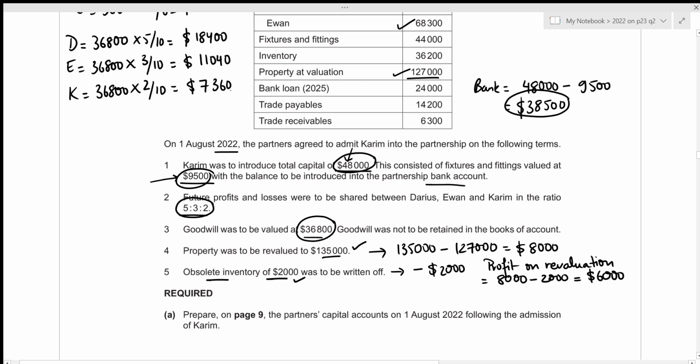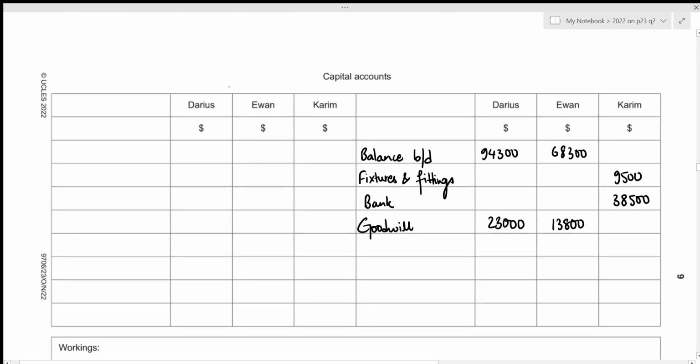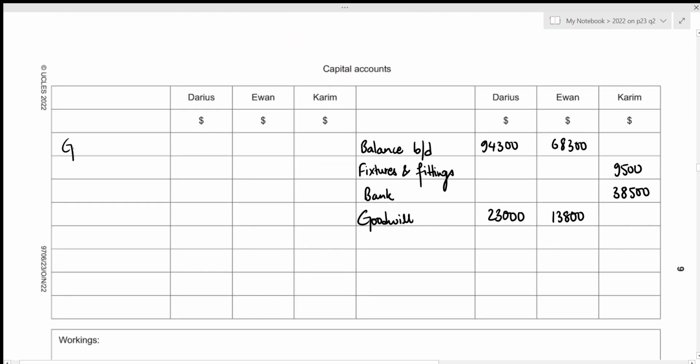Now we need to record these new goodwill values on the debit side of our capital account. Let's do that. That's going to be goodwill. For Darius, we figured it out to be 18,400. For E1, that's 11,040. And for Karim, that's 7,360.